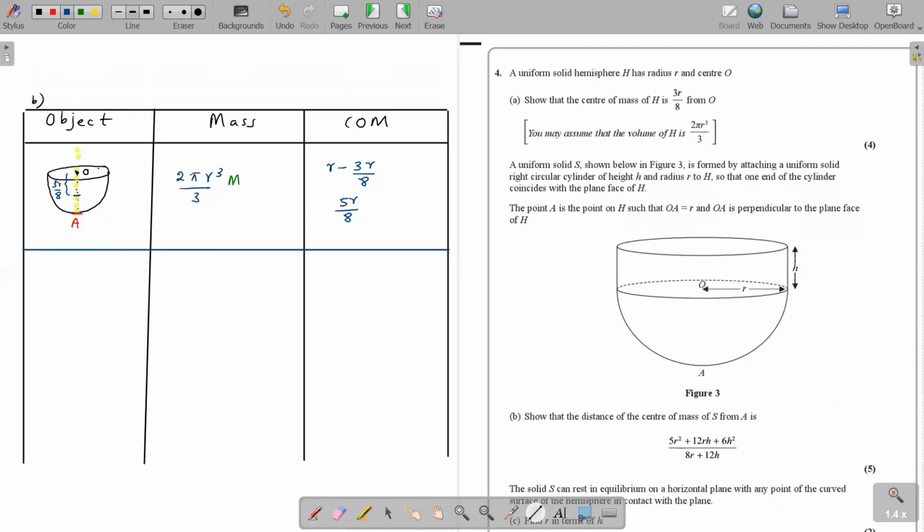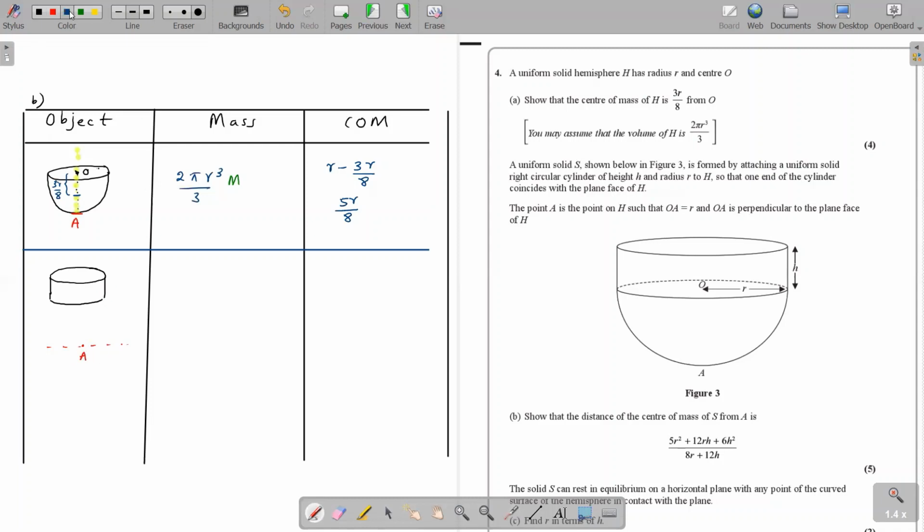Second object, you're adding the cylinder. It's a cylinder, radius r, height h. However, do you need to keep in mind that you are measuring from A? Is A at the bottom of the cylinder? No. A is somewhere over here, right? Because there is the hemisphere at the bottom. So you are measuring your distances from A. So bear that in mind.